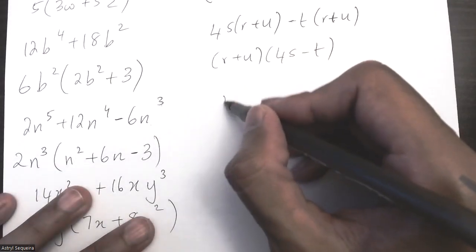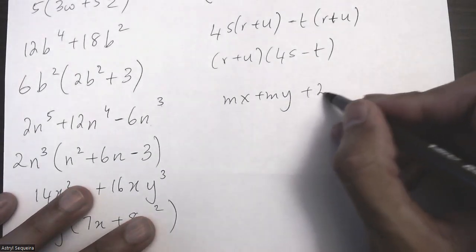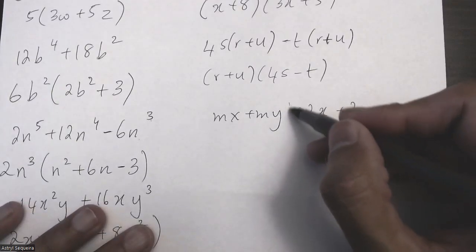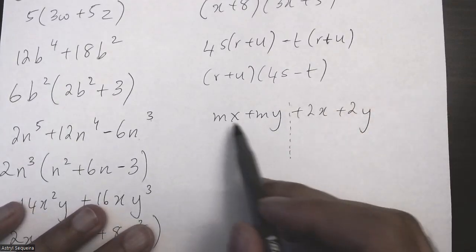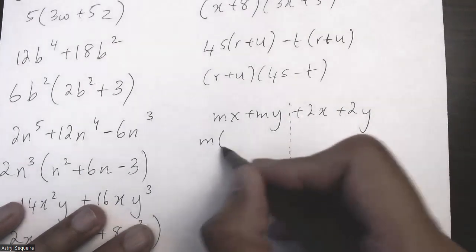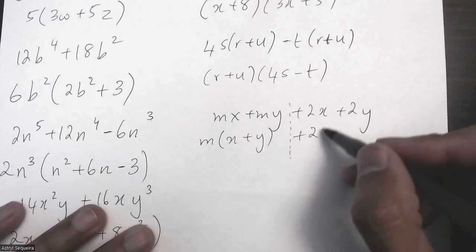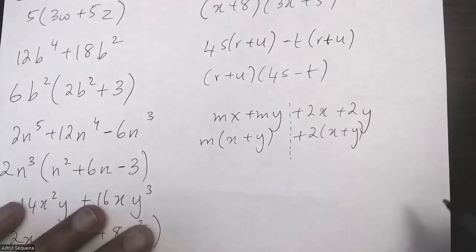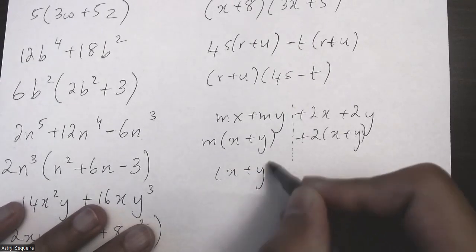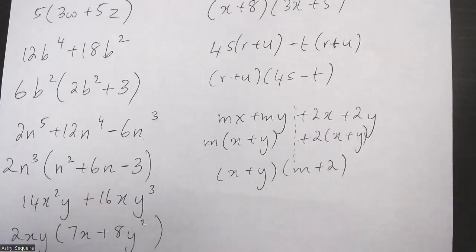So now we get into 4-term questions, mx plus my plus 2x plus 2y. Whenever you have 4 terms, you want to factor by grouping. You want to put a dotted line in the middle. You want to common factor each side separately. My common factor here is m, and I'm left with x plus y. And over here, my common factor is 2, and I'm also left with x plus y. And then I can common factor out x plus y, and I'm just left with the outsides, which is m plus 2.